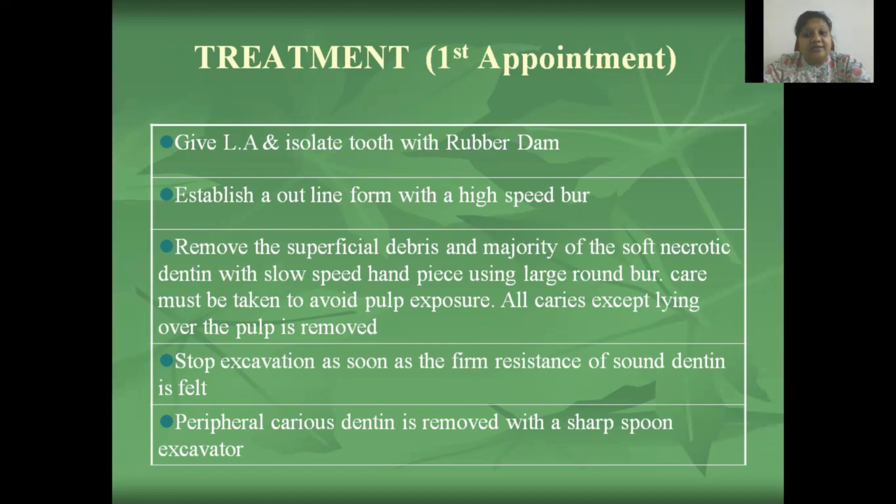All caries except that lying over the pulp has to be removed. Stop the excavation as soon as a firm resistance of sound dentine is felt. Peripheral carious dentine is removed with a sharp spoon excavator.